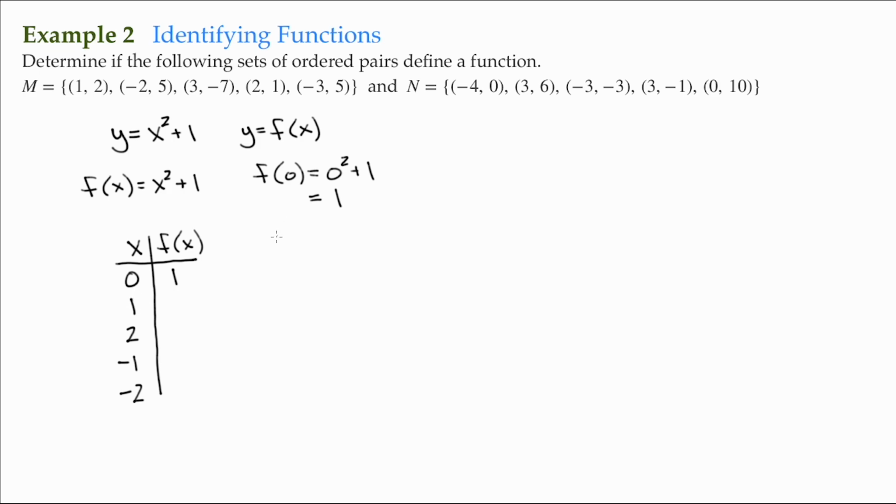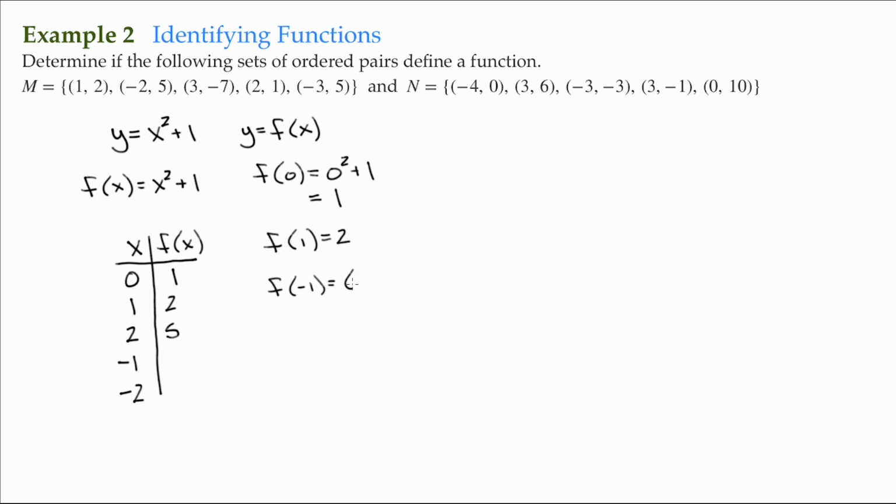If we do 1, f of 1, that's going to be 1 squared plus 1. The output's going to be 2. It's impossible to input 1 and come out with something other than 2. If we input 2, 2 squared is 4 plus 1, that's 5. I cannot input 2 and come out with something like, let's just say 3. That's impossible.